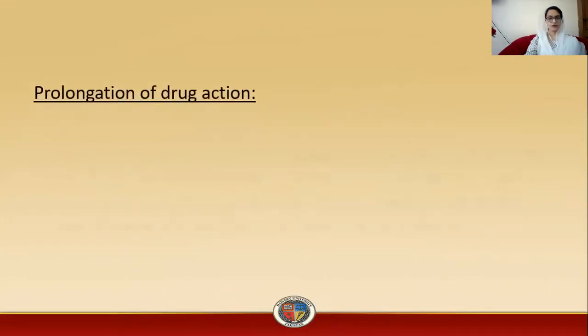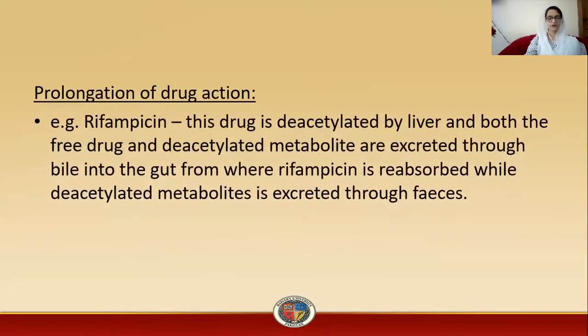Then comes prolongation of drug action. How will the drug action be prolonged? Say, for example, we have taken the example of rifampicin here. What happens to rifampicin? This drug is deacylated by the liver, and both the free drug and the deacylated metabolites are excreted through the bile into the gut, from where rifampicin is reabsorbed, while the deacylated metabolite is excreted through feces.